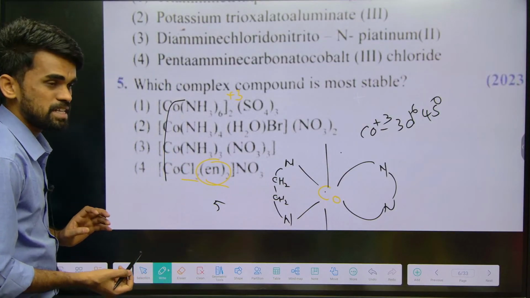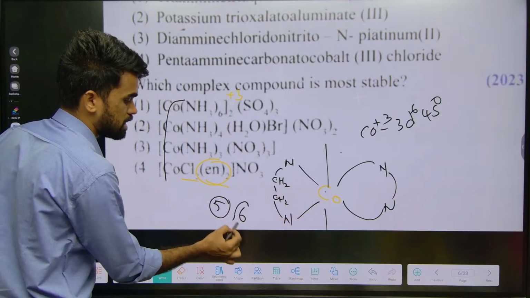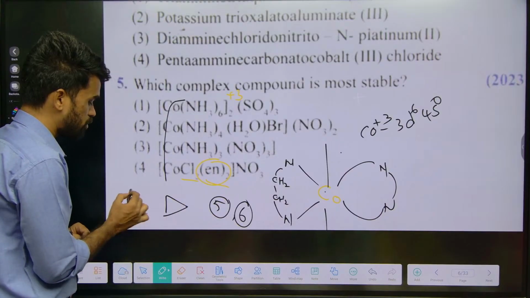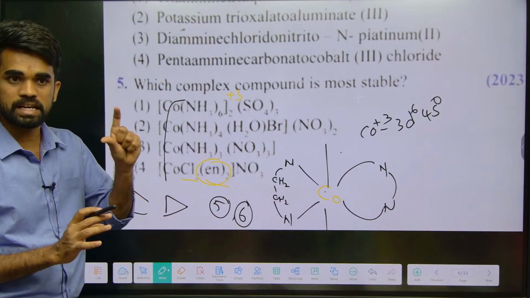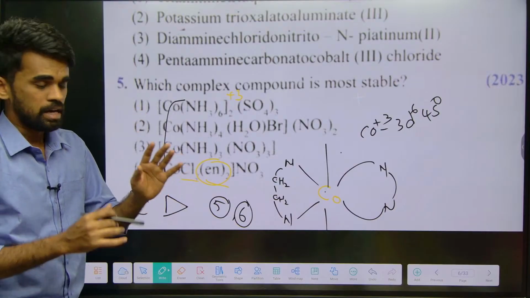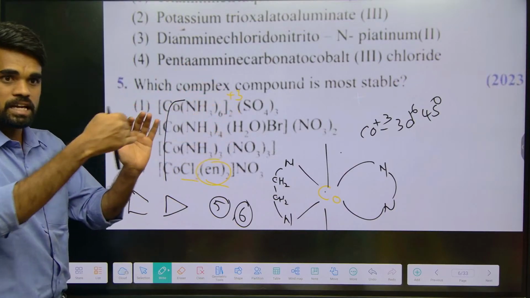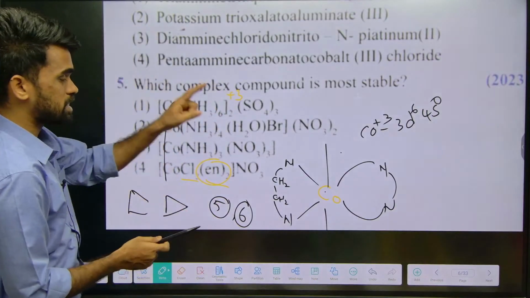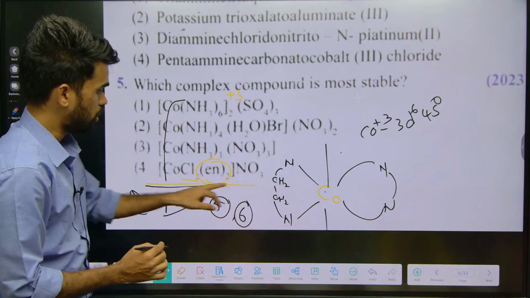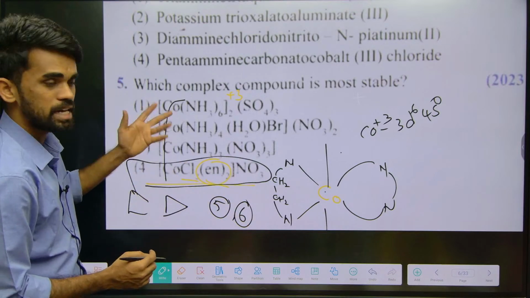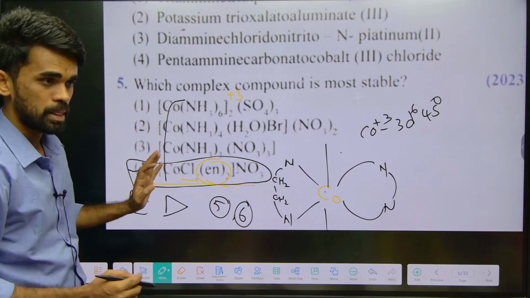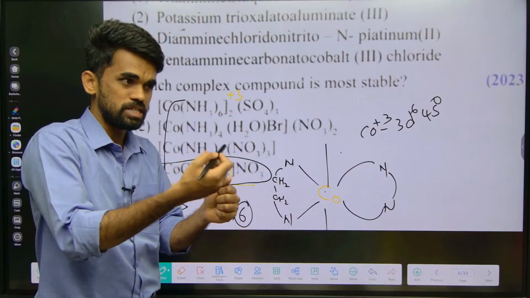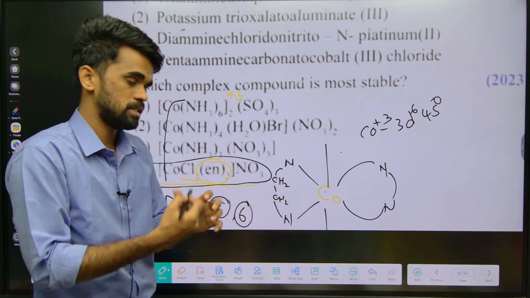Again, the ring size must be either 5 or 6. If it is a small ring like a 3-membered or 4-membered ring, it is unstable. What should be the size of the ring? 5 or 6. Either greater than 6 or less than 5 gives unstable rings. Remember this. So due to this chelation, which is more stable? The fourth one. In all other complexes, chelation is not possible, so this has the highest stability. A single line you can write: as the number of chelations increases in a compound, stability increases.